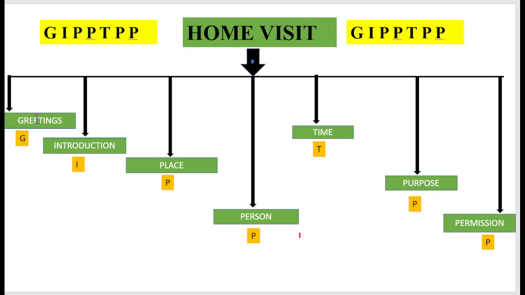The first thing is a greeting. We always greet someone when we meet, right? You need to do that in the home visit as well. Introduction: you need to introduce yourself and say your designation. After that, place. Which place is this? Is this the person's house or not? You need to confirm. Then person: is this the person I'm talking to or not? You need to confirm that. These are the confirmations you need to follow in the home visit.